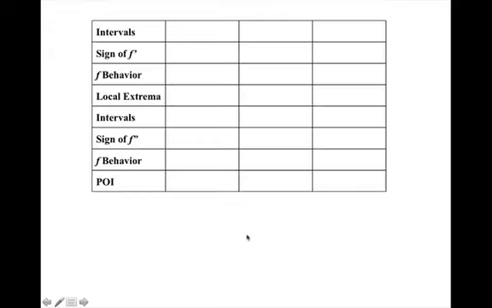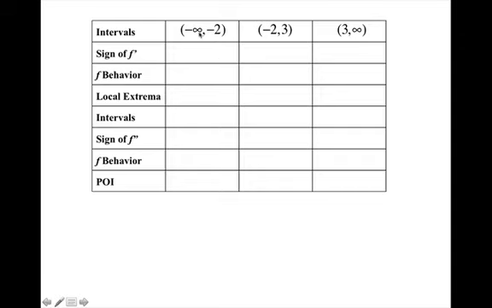Now I'm going to set up a nice big table with my intervals. So I'm going to first deal with the local extrema here and whether or not it's increasing or decreasing. And then I'll deal with the points of inflection down here. So for the possible local extrema, my critical numbers are -2 and 3. So I set up my intervals accordingly.